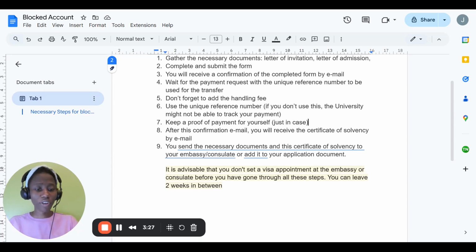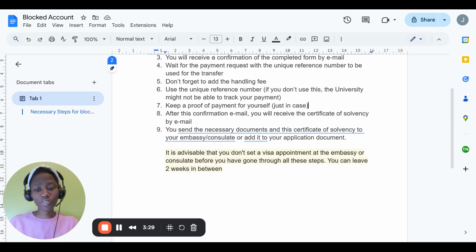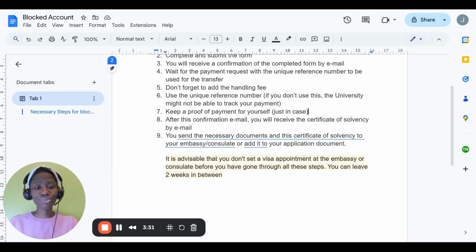After this, you receive a confirmation letter which shows the certificate of surveillance, and it's this certificate that you would add to the documents you will use to process your visa. Please remember that it is advisable that you complete this process before booking your appointment at the embassy. It really would not make sense for you to go to the embassy on the date you have chosen for your appointment and you do not go with the certificate. It's not a case of I have paid, it's a case of where is the evidence that you have paid. That's the proof of fund, basically.